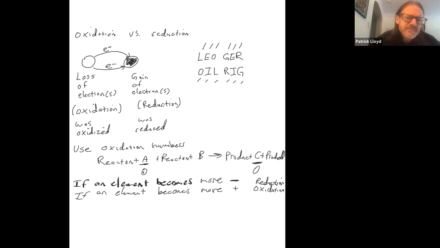So what you have to do is find the highlighted element. So it could be an oxygen, it could be a carbon. Figure out what its oxidation number is on the reactant side. Figure out what it is on the product side. If it became more positive, that means it got oxidized. If it became more negative, it became reduced. Okay, that's as simple as that. So let me show, let's come back over here.